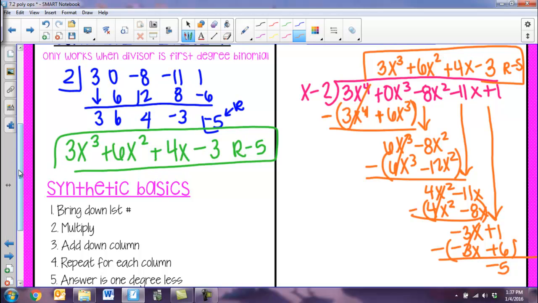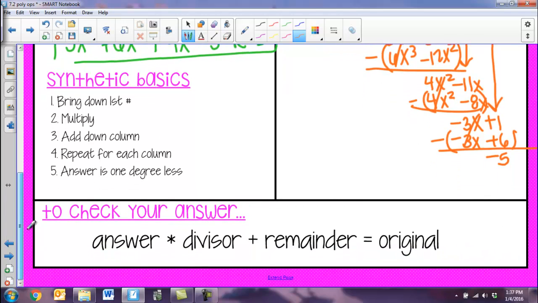Okay, last but not least is how you can check your answer. If you needed to check your answer, you weren't sure, you had some extra time on a test, you can take the answer that you got, multiply it by the divisor, so whatever they asked you to divide by, and then add that remainder, and it should get you your original problem.